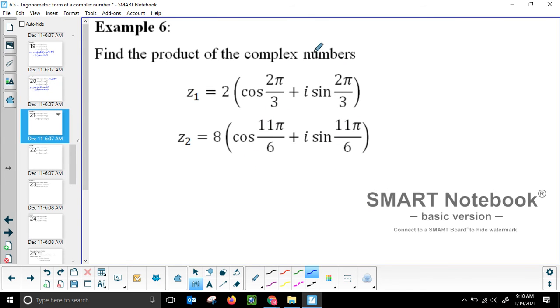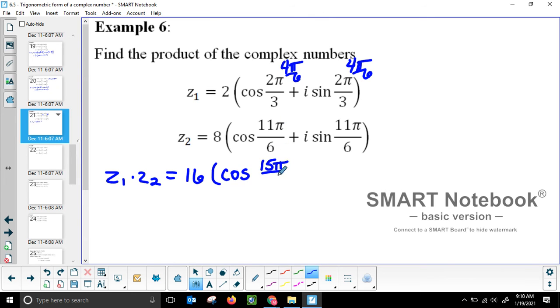So here we're going to do the same thing, except now they don't have common denominators, so you would have to get them. That's fine. This would just be 4 pi over 6. So z1 times z2. 2 times 8 is 16. And then we add our thetas, so that would be 15 pi over 6 plus i sine of 15 pi over 6. Same concept, very straightforward. This is between 0 and 2 pi, so we're good.